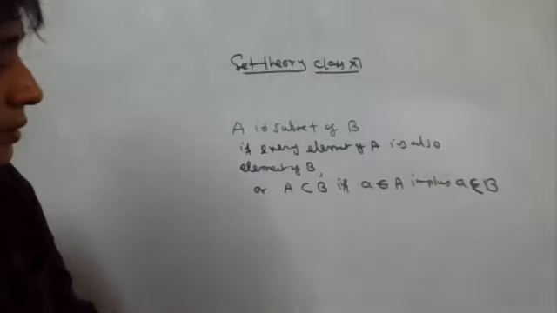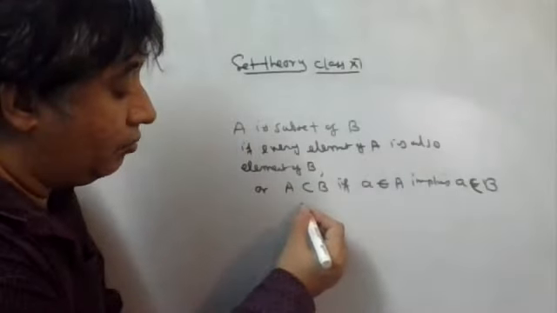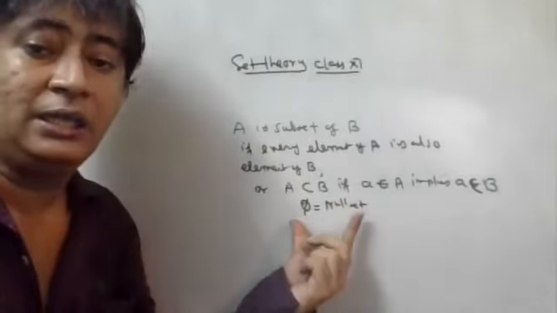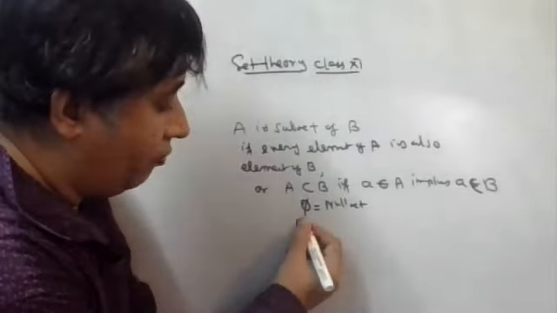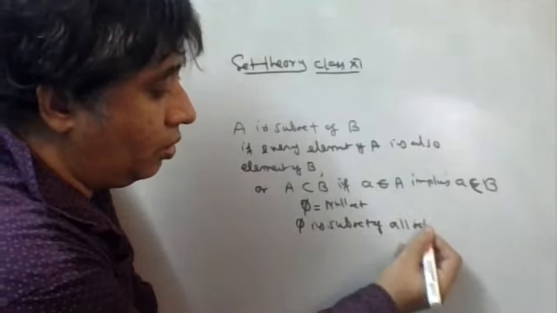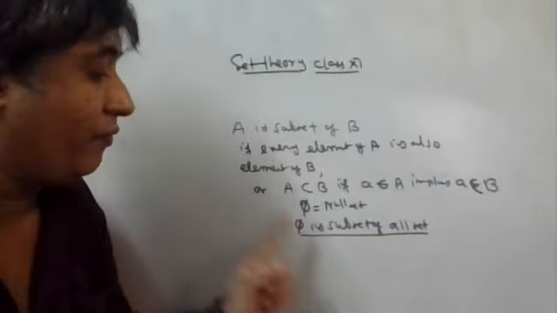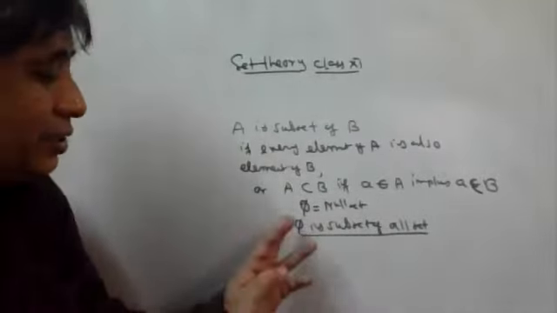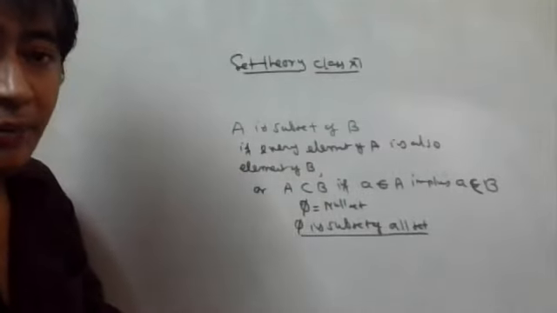Another example: phi means the null set. Phi is a subset of all sets, because phi doesn't contain any element, and n of phi is 0. So as no element belongs to phi, phi is a subset of every set. Hope you understood. I'm wrapping up this part.